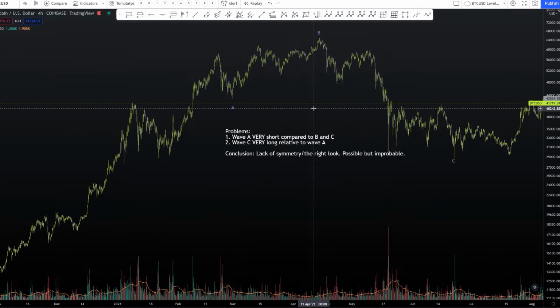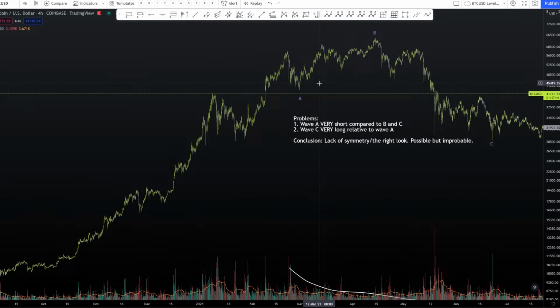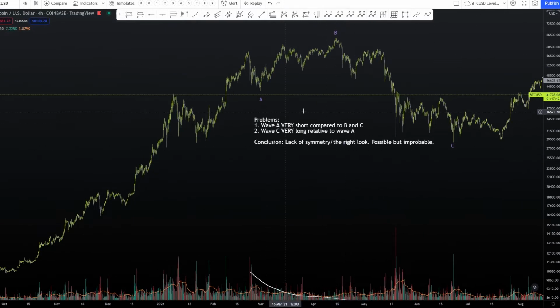You want to see some semblance of symmetry between the wave A, B, and C because they're all of the same degree. And in this case, this wave A, you know, we could just measure out the time compared to the length of wave B real quick. Yeah, you guys can already see. This wave A took a lot shorter in time than this wave B or this wave C. So lack of symmetry between the wave A, B, and C.